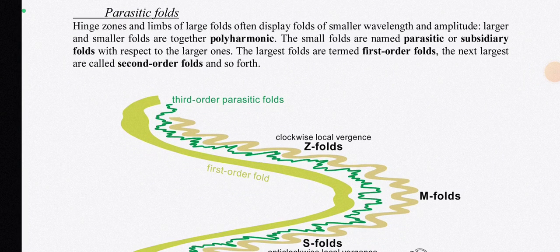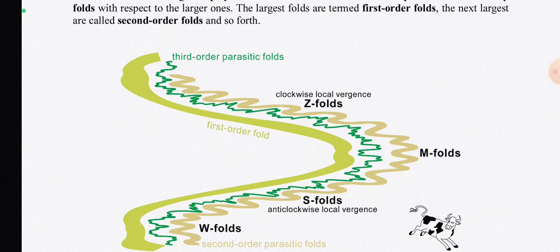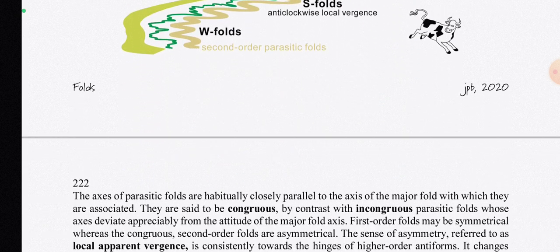So let's start from this point, that is parasitic folds. Hinge zones and limbs of large folds often display folds of smaller wavelengths and amplitude. Larger and smaller folds are together polyharmonic. The small folds are named parasitic or subsidiary folds with respect to larger ones. The largest folds are termed first order folds, the next largest are called second order folds, and so forth.